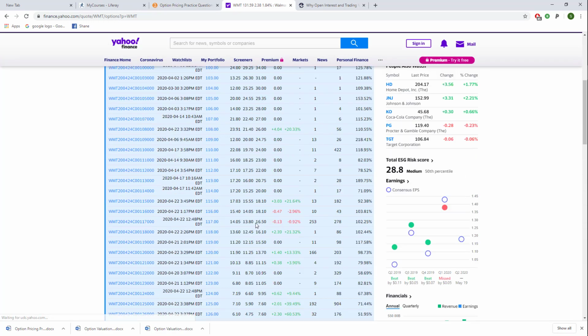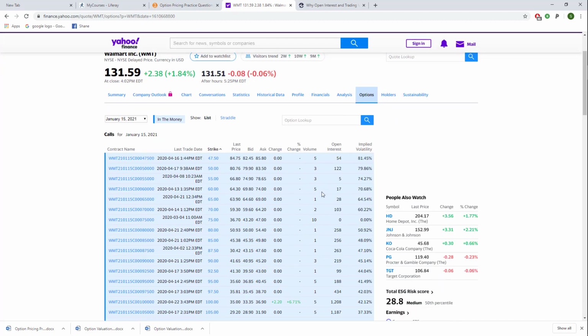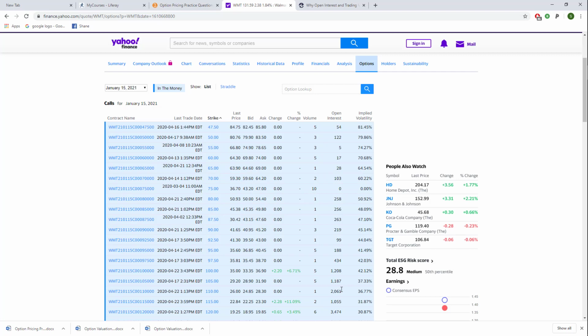Okay, and you can change it here. We can go out and look at options that are expiring in a few weeks out to a couple of years. The open interest here is the number of contracts that are outstanding. In other words, if someone bought a call option, that would show up here. That open interest is out there until the option is closed out, in other words, until the person who purchased the option exercises it or does a transaction that reverses their position on that option.